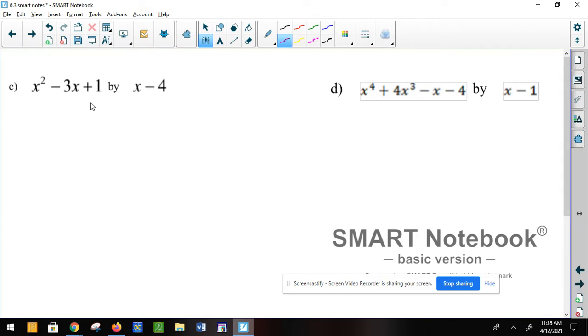I'm going to skip C. You can try that one on your own. That very well could be part of your exit ticket. I do want to focus on D because there's something about D that's a little different. If you notice, it starts with a much higher degree, right?